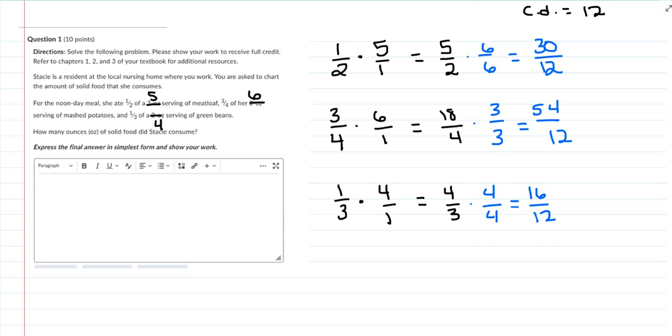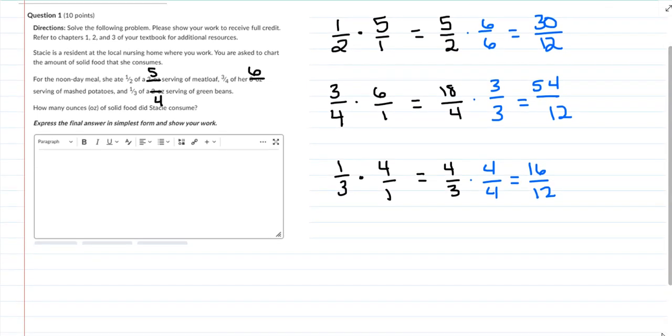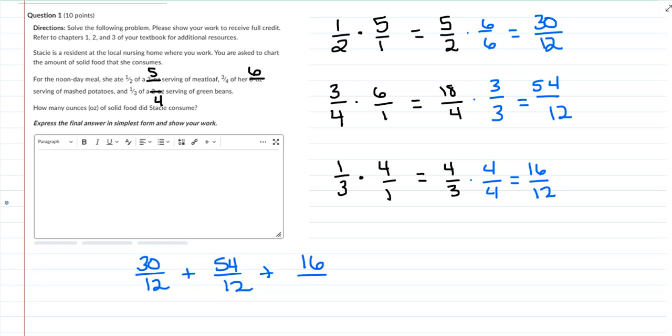Okay, now I'm going to go ahead and add all of these. So I have 30 over 12. I have 54 over 12. And I have 16 over 12. Okay, when I add these, now that they have a common denominator, I can just add straight across. So I have 30 plus 54 is 84, plus 16 is going to give me 100. So that's 100 over 12. And then I just want to go ahead and reduce that.